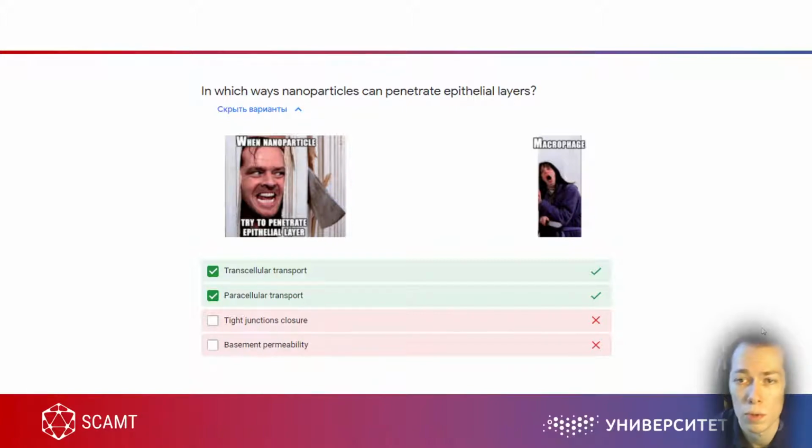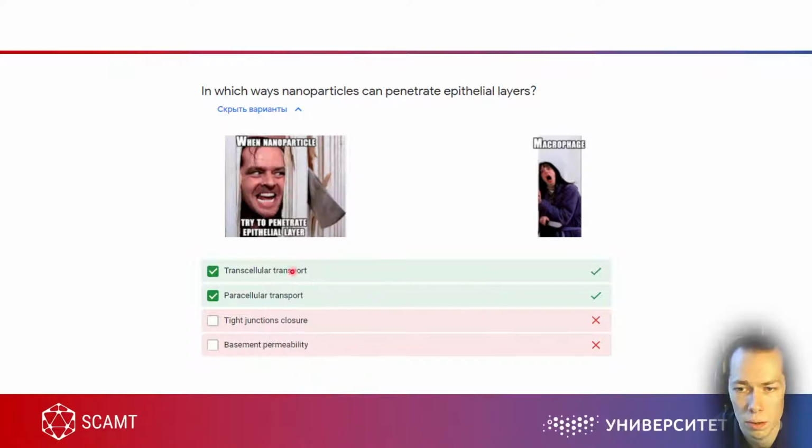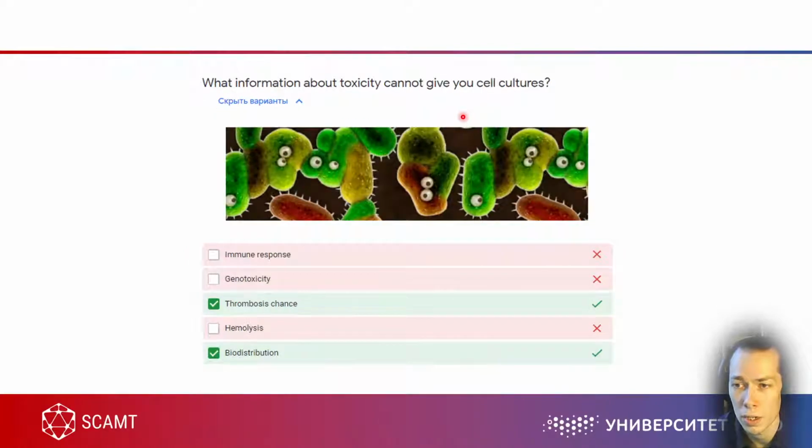Okay, the first question was about ways for nanoparticles to penetrate epithelial layers. So it's definitely transcellular transport or paracellular transport, well, through cells or through tight junctions. There is no such tight junctions closure or basement permeability. It's just again a random set of words. So two correct answers here. I showed them in lecture.